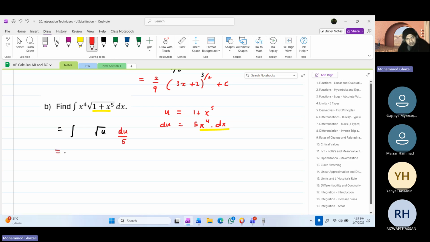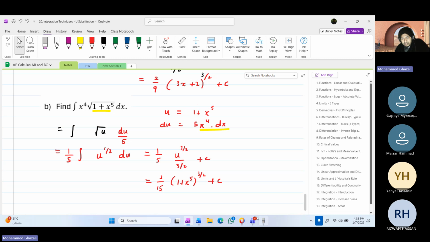So we got 1/5 integral u to the power half du. So 1/5 u to the power half again, u to the power 3 over 2 divided by 3 over 2 plus c, and so 2 over 15 I will get here. 1/5 divided by 3 over 2, you can use a calculator and double check that. U to the power 3 over 2 is, what's u? 1 plus x to the power 5, right? To the power 3 over 2 plus c. Okay, guys, quite simple. Let's move on to the next question.